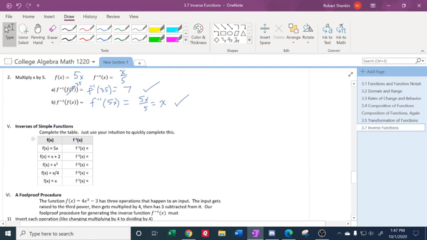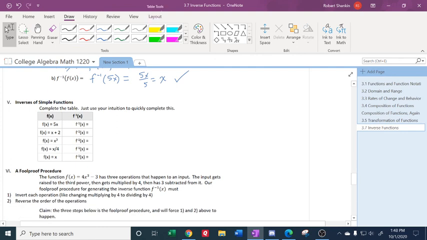Now, inverses of simple functions. What I want you to do is fill in the right-hand side of each one of these with the correct inverse function. So, let me give you a minute. Just kind of go as quick as you can. Just use your intuition. We've already done some of these, but some of them are new. All right, let me have you stop.